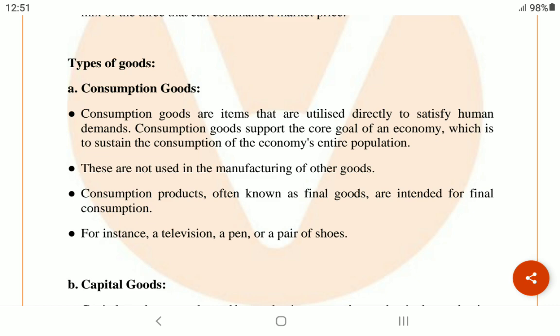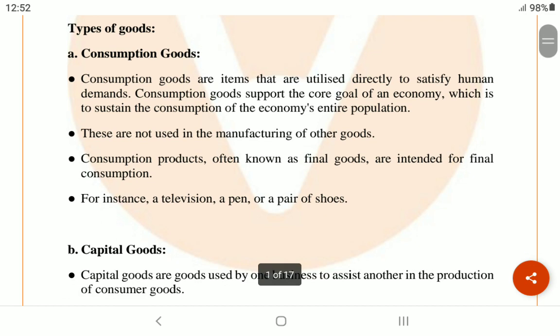Types of goods, first one is the consumption goods. Consumption goods are the items that are utilized directly to satisfy human demands. Consumption goods support the core goals of the economy, which is to sustain the consumption of the population, how much of the goods and resources they need. These are not used in manufacturing of other goods. Consumption products, often known as final goods, are intended for final consumption.